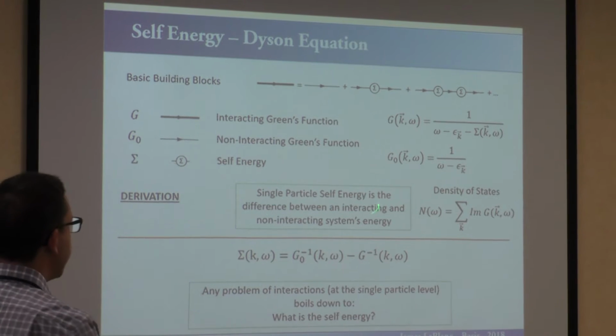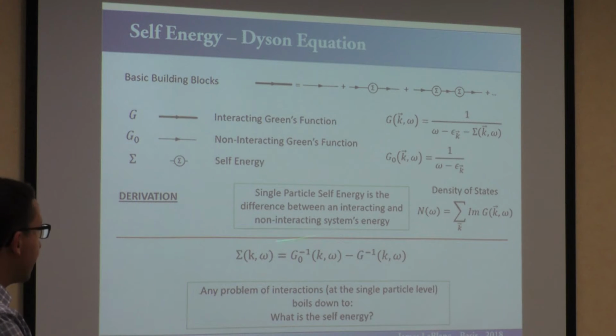The single particle self-energy is the difference between the interacting and non-interacting system's energies. Now I say energy, but these are complex functions, so it's not really just energy, okay? But you can write that the self-energy is the difference between the inverse non-interacting Green's function minus the inverse Green's function, okay?